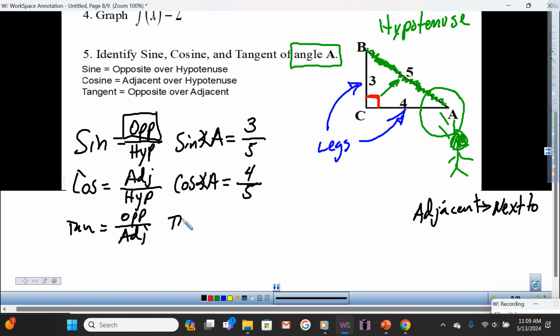And last one, tangent angle A. Tell your neighbor what it is. Opposite over adjacent. Still looking at it through the lens of this person. Opposite over adjacent. Tell your neighbor what it is. Danny, go. 3 over 4? 3 over 4, that is correct. And that's how you set up your trig functions.